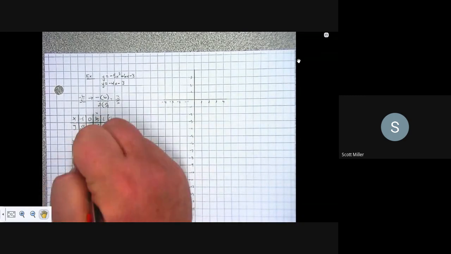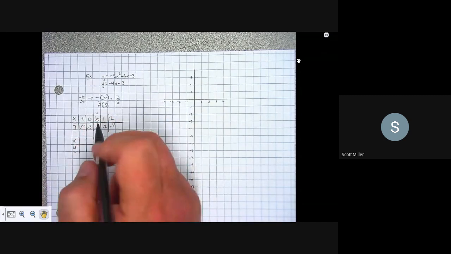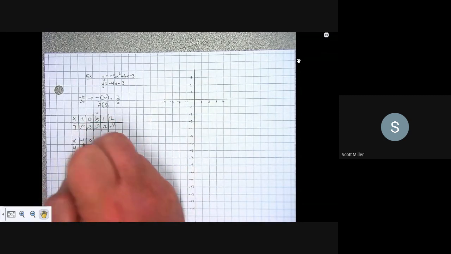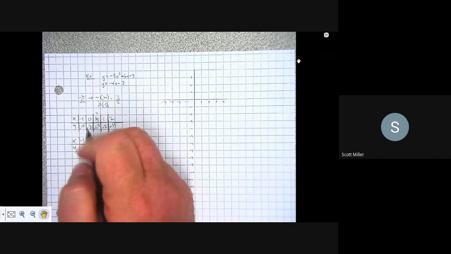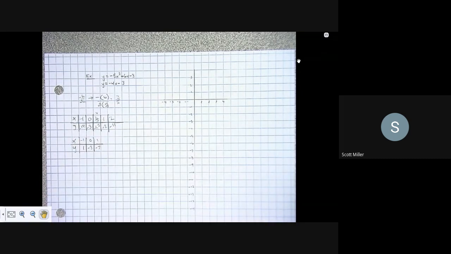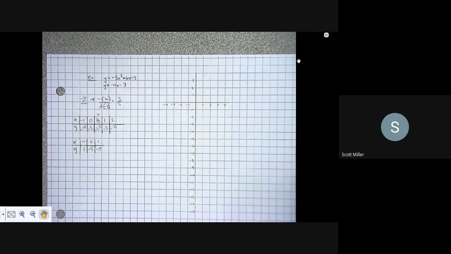we only need 3 points. And usually it's right in the middle, so we'll do 0, 1, and -1. And we plug them in and we get our values there. So this will be -3, -7, and +1. And so we're going to graph both of these tables, drawing our curves in there.